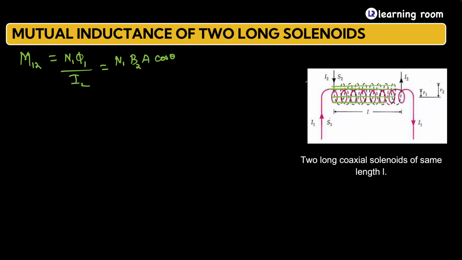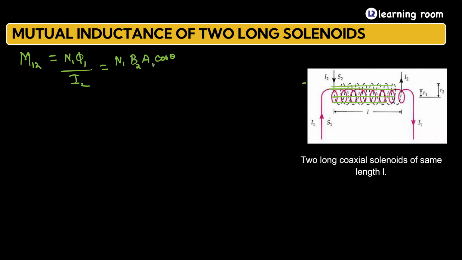So what is the area of the first coil? It is A1. So what I'm trying to tell you here is whether you're going to talk about the flux through the bigger coil or flux through the smaller coil, you'll always consider the area of the smaller coil.